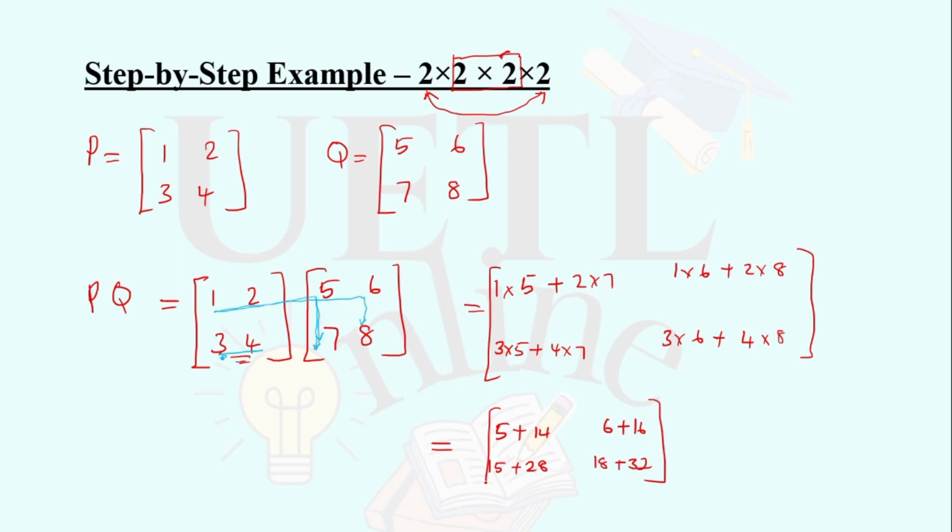Now, after that, we just have to add 5 plus 14 is 19. 6 plus 16 is 22. Then 15 plus 28, we're going to get 43 here. Then after that, we're going to say 18 plus 32, we're going to get 50 here. Okay, so this is it. This will be our answer. Multiplying this will give these two. Now remember, you're going to multiply each row and each column to get these numbers.